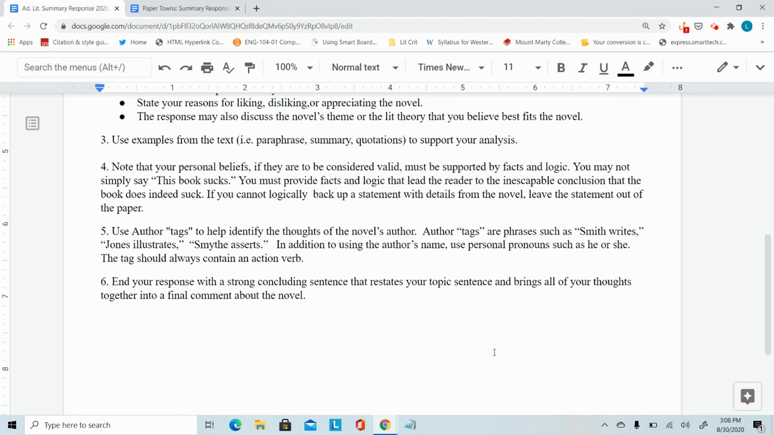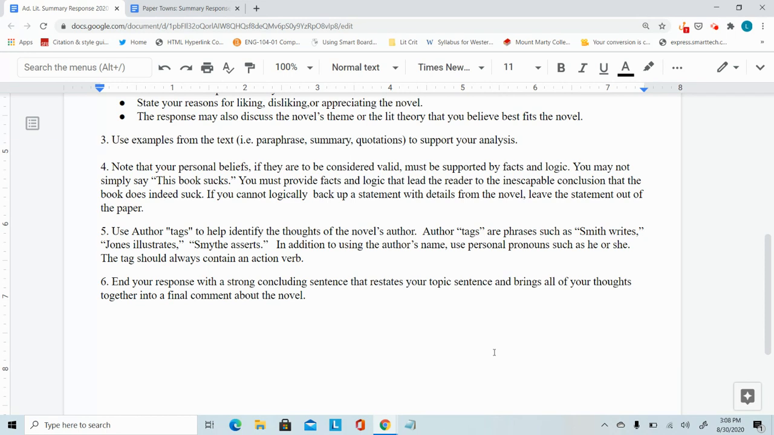Number 4, I understand that this response is going to, for the most part, be your personal beliefs. However, simply saying this book sucks doesn't give me any reason to agree with you that this book sucks. Provide some facts, provide some logic, lead the reader to the inescapable conclusion that the book does indeed suck. If you can't logically back it up with concrete details from the book, then move on to something else.